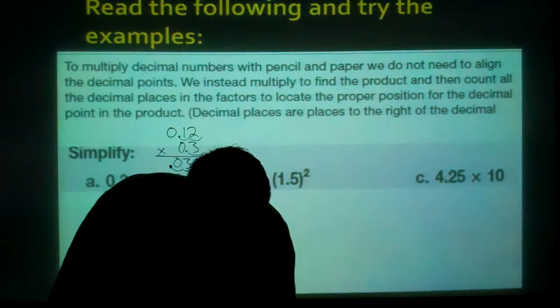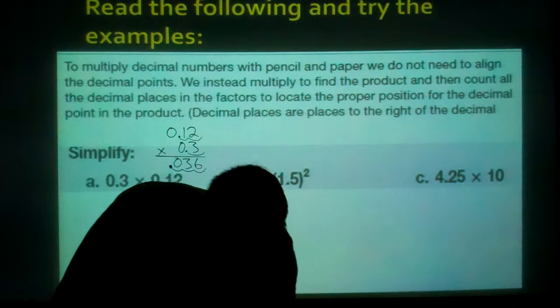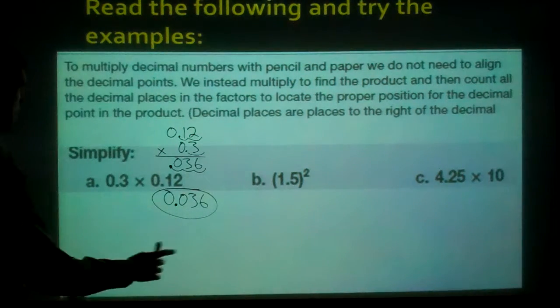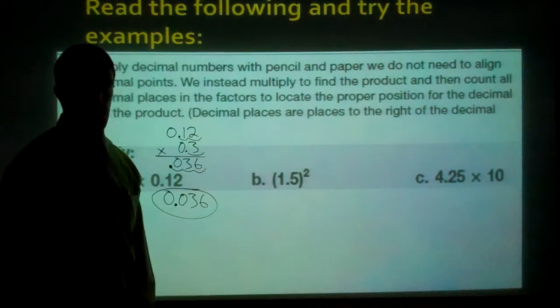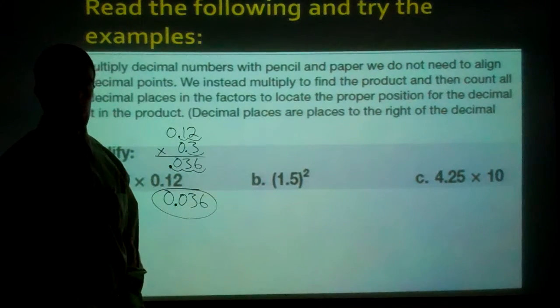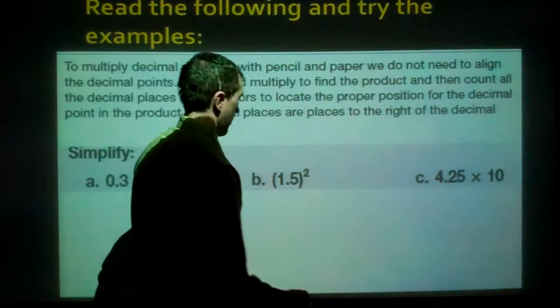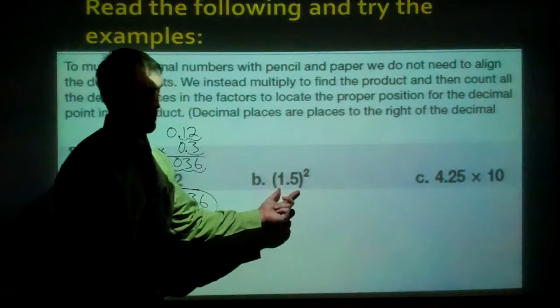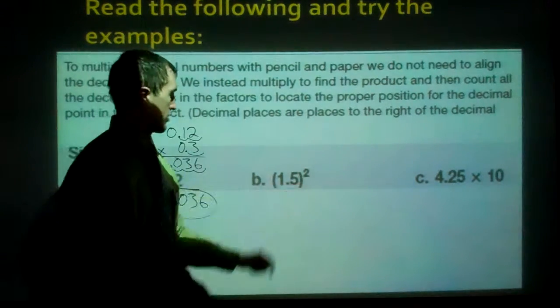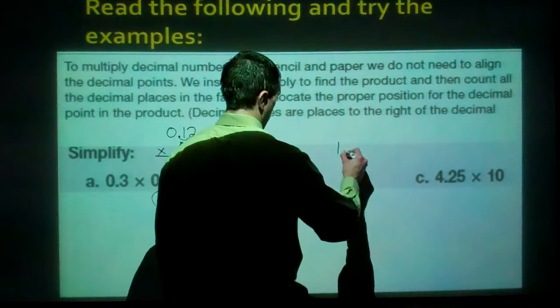Sorry, I don't want to lose my page here. Alright, so 3 spots to the left there. Now for B, 1.5 to the second power, or 1.5 squared, that means 1.5 times 1.5. Multiply whatever you have in here twice. Alright, 1.5, 1.5.